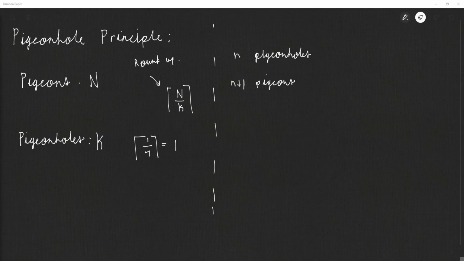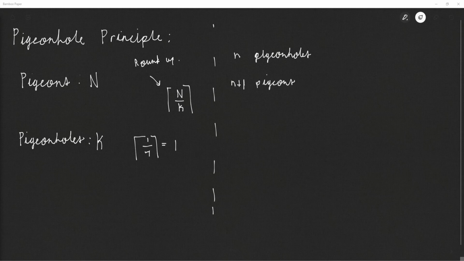So the basic idea of it is you have pigeons and pigeonholes. And if you try to put more pigeons than there are pigeonholes, and every pigeon must go in a hole, then at least one pigeonhole must contain 2 or more pigeons.